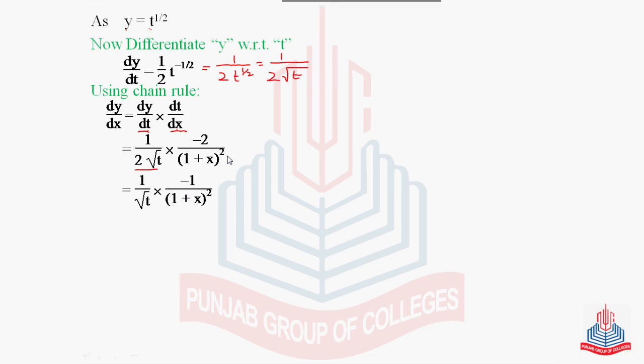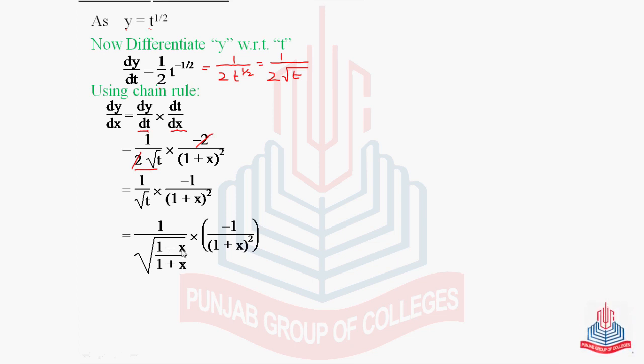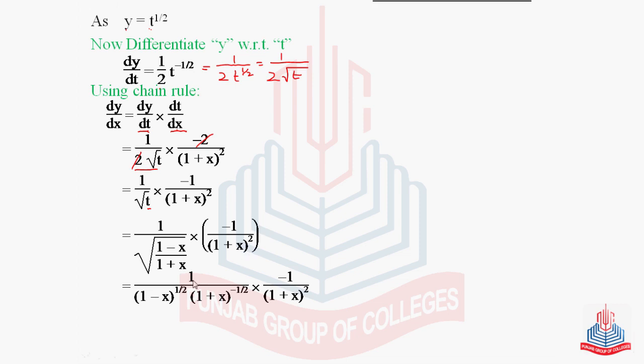That becomes 1 over square root of t multiplied by minus 1 divided by (1 plus x) whole square. As we substitute t as (1 minus x) over (1 plus x), just replace the value of t. That can be written as 1 over (1 minus x) raised to the power 1 by 2 and (1 plus x) raised to the power minus 1 by 2, as this is in the denominator, into minus 1 over (1 plus x) whole square.